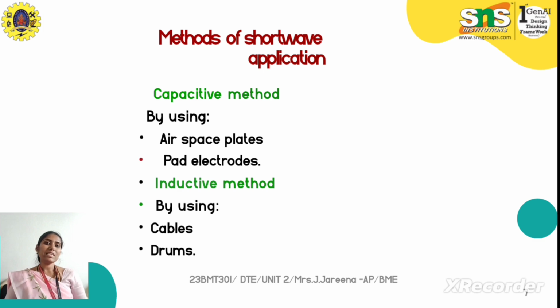So first we will see what is meant by capacitive method and what are the subdivisions of capacitive method, followed by we can see the inductive method and their subdivisions. So in capacitive method we have two types, that is airspace plates and pad electrodes. In inductive method we have other two types, that is the cables and drums.